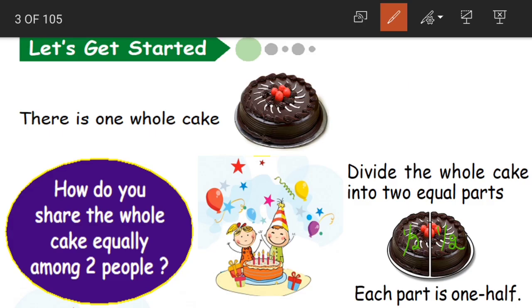Yes, this is somewhat visible, right? So, 2 here is nothing but the total number of parts divided, and 1 is the part that we are talking about. Yes, this is one part and this is one part.